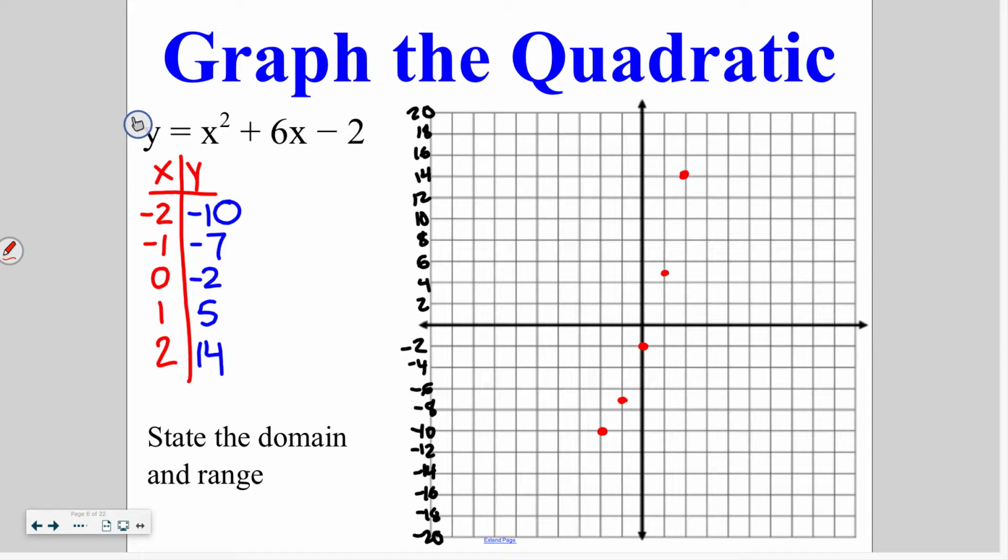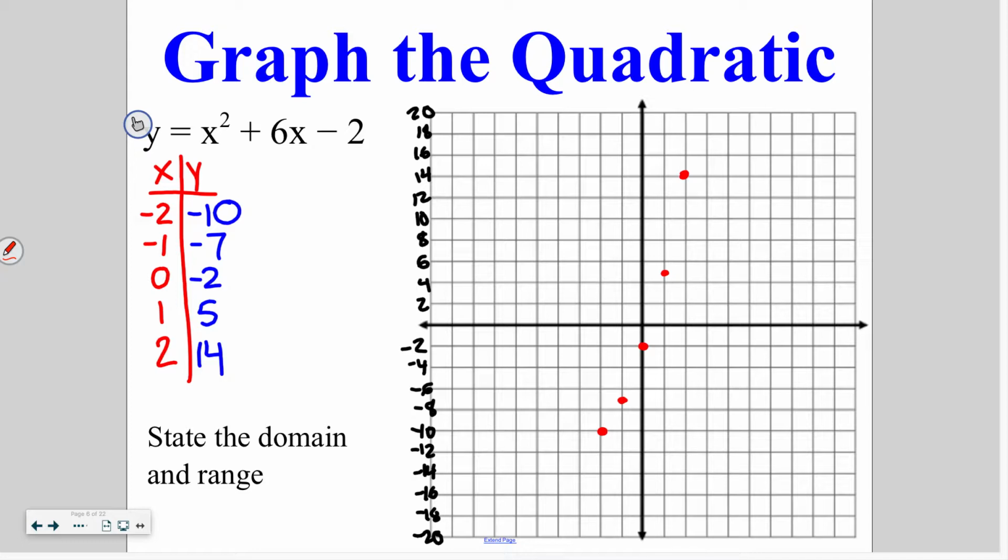So if you notice, we don't have that complete U shape yet. It looks like we've got a little bit of a curve going on here down towards the bottom, but we don't have that complete U shape. So what that means is we're going to have to add on points. Since it's getting closer together, aka curving more at the bottom, I'm going to add on more negative numbers.